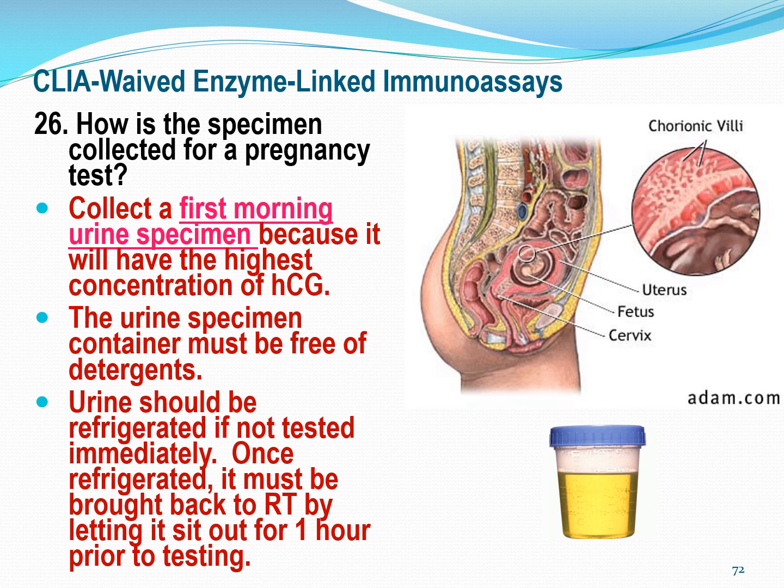So how do we collect that specimen? Okay, so we collect a first morning urine specimen, and we talked about this before because it will have the highest concentration of anything, right? Your first morning urine is the most concentrated, so it's going to have your highest concentration of HCG. The urine specimen container must be free of detergents. Urine should be refrigerated if not tested immediately. Once refrigerated, it must be brought back to room temperature by letting it sit out for an hour prior to testing.